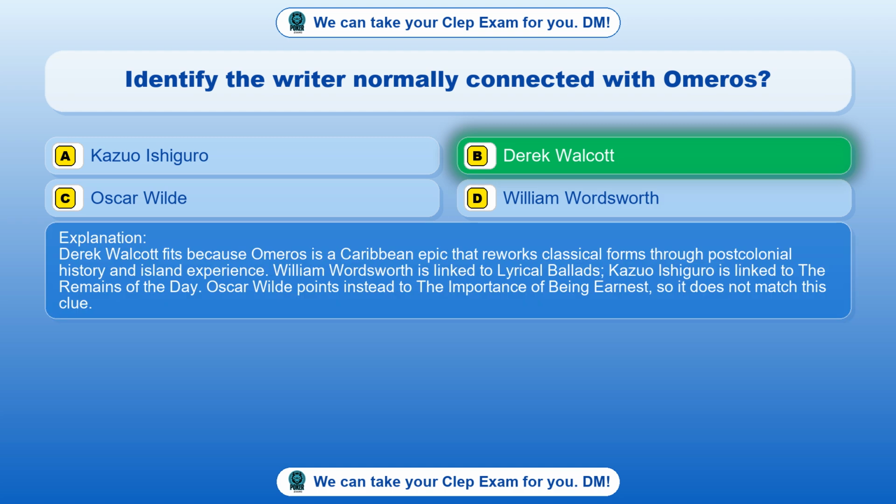Derek Walcott fits because Omeros is a Caribbean epic that reworks classical forms through post-colonial history and island experience. William Wordsworth is linked to Lyrical Ballads, Kazuo Ishiguro is linked to The Remains of the Day. Oscar Wilde points instead to The Importance of Being Earnest, so it does not match this clue.